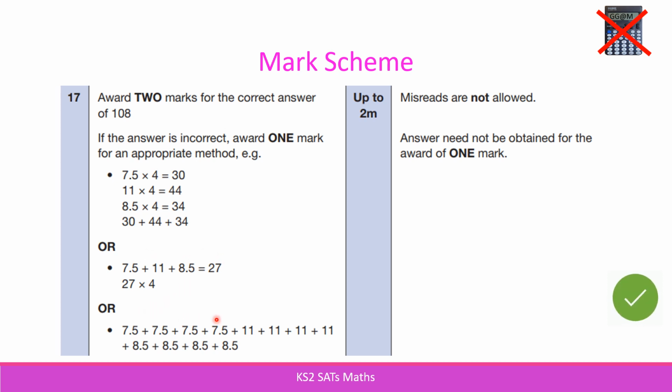Or you could have just done it by adding all these values together. All of these answers are a valid method. Showing any of these methods will give you 1 mark. Getting the correct answer of 108 will give you the second mark. So 2M means 2 method marks, and it says 2 marks here.